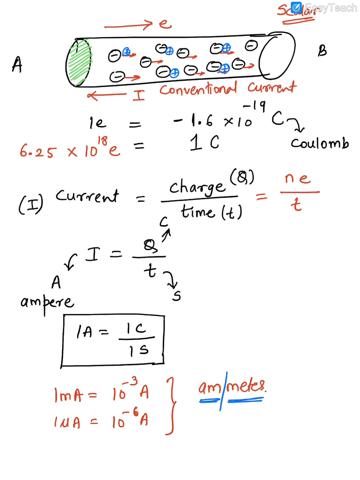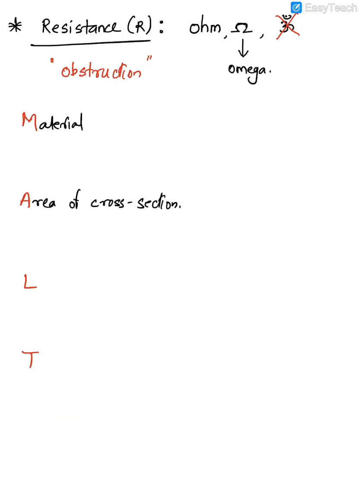So you take a piece of chalk, break it, whatever you can see, that is the area of cross section. Then the length of the conductor, and the last is the temperature of the conductor. Got it? So guys, these are the factors.